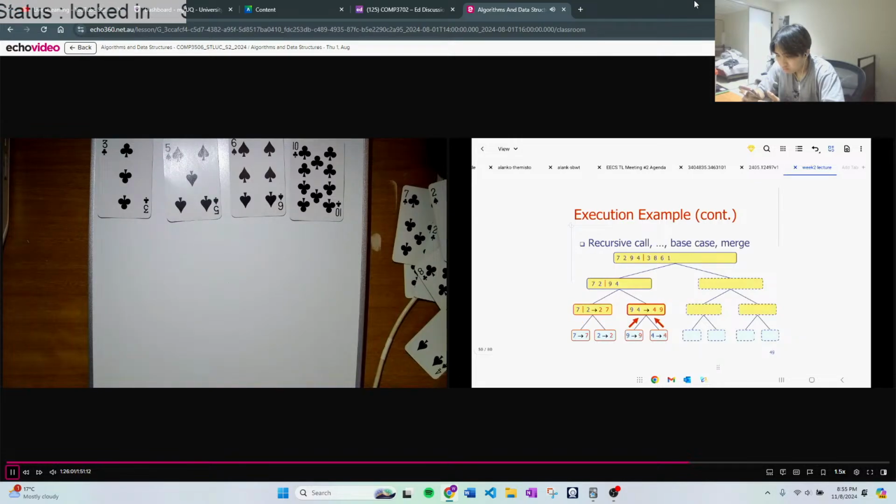Now I'm over on this side, I do the same thing. I take a 9 and a 4, I break them down into individual lists, 9 by itself and 4 by itself. I merge them back together in a sorted order. Now I've got 2 sorted lists of length 2 each, and now I can merge those back together in linear time. 2, 4, 7, 9. So the first half of my merge sort is done. Now I need to do the second half.